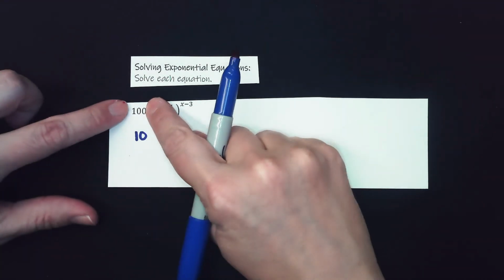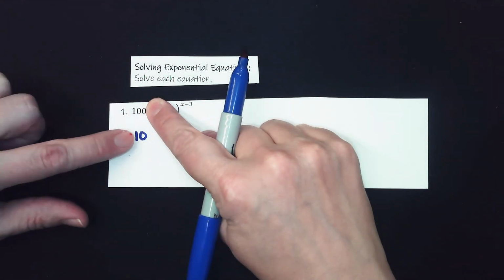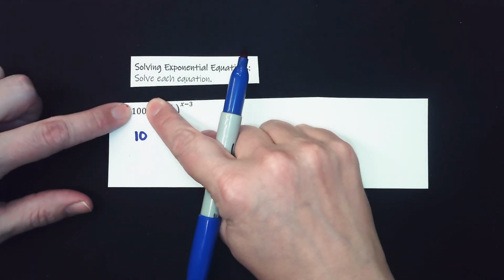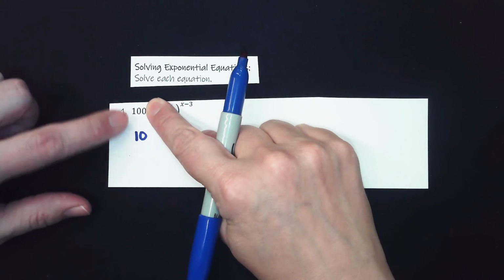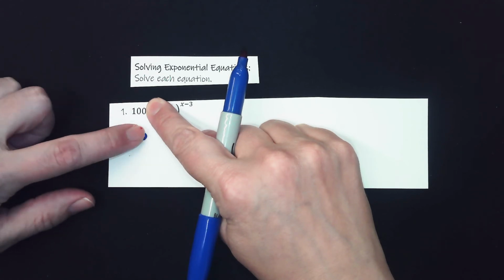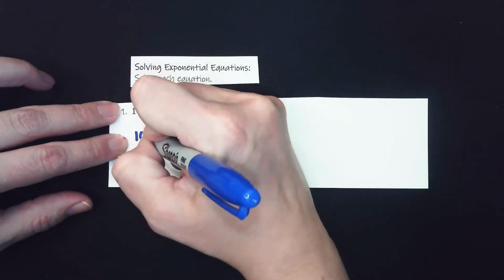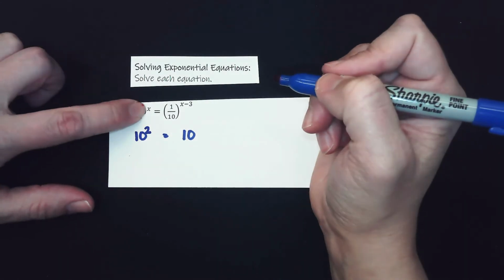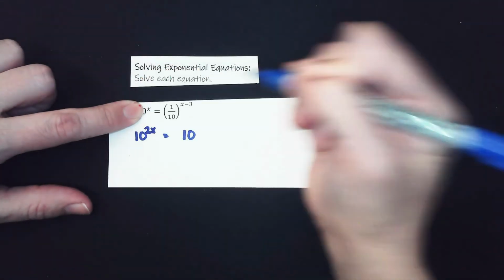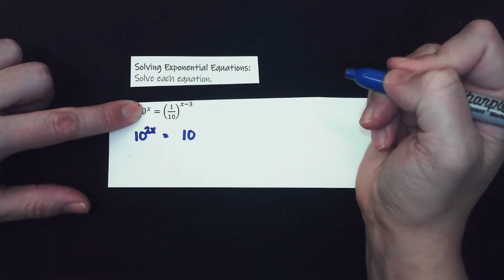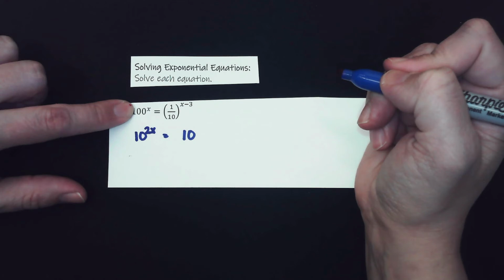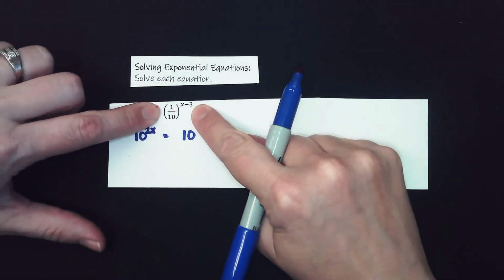But that does something. So let's just look at this 100. How can I make 10 be 100? Well, 100 is 10 squared. So 10 to the second power will equal my 100. So I'm going to write that. But I still have that x up top. So I'm going to have that 2 being times x. Okay, so I took care of this left side. Now I'll take care of the right side.